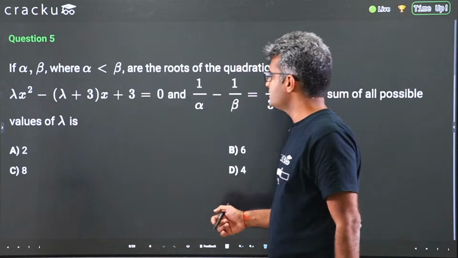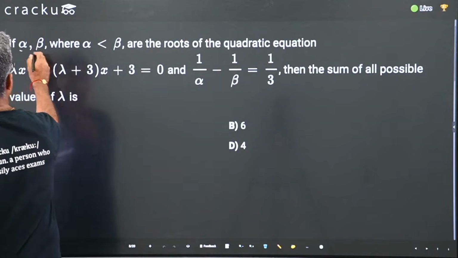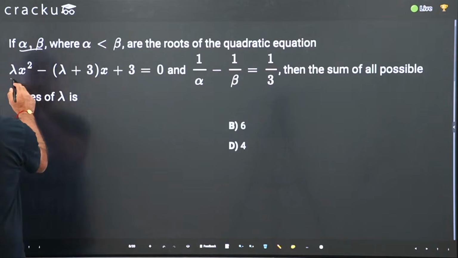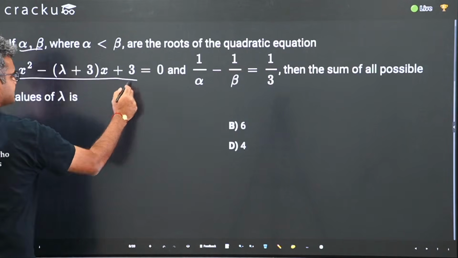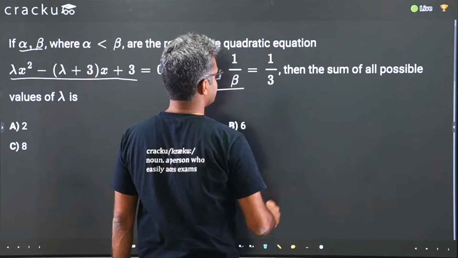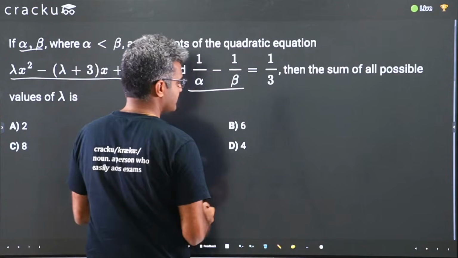Okay, let us try to answer this question, guys. In this question, we are given alpha and beta. They are the two roots of the quadratic equation lambda x square minus (lambda plus 3)x plus 3 is equal to 0, and 1 by alpha minus 1 by beta is equal to 1 by 3. We are required to calculate the sum of all the possible values of lambda.